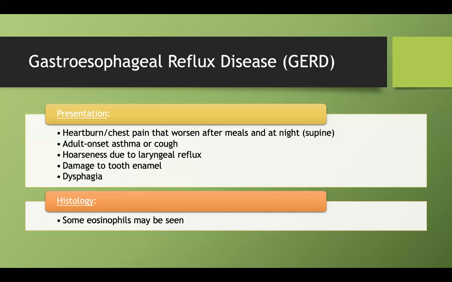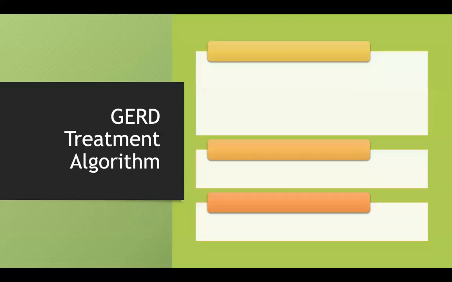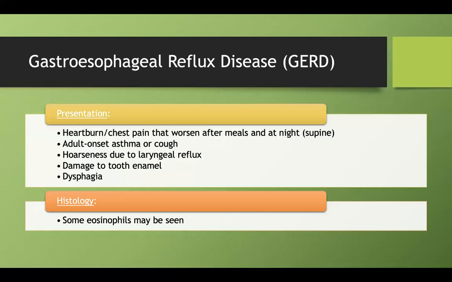And on histology, you're going to see some eosinophils, but you're not going to see too many. And I'll talk about that. The reason why I mentioned the some eosinophils is because there's another condition later called eosinophilic esophagitis, where you get a ton of eosinophils. So if you see a few eosinophils, it still may be GERD.